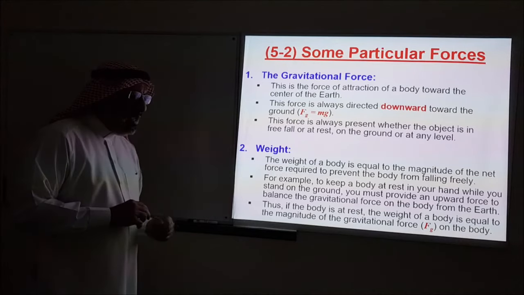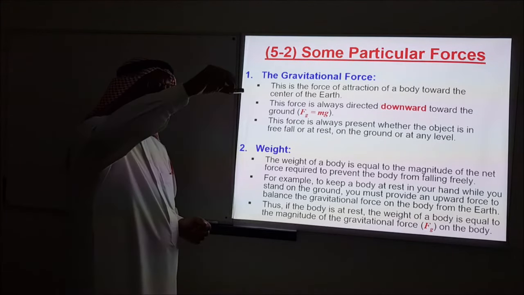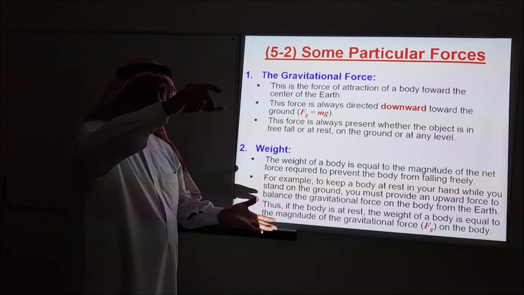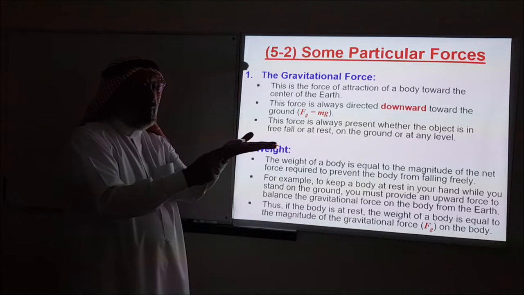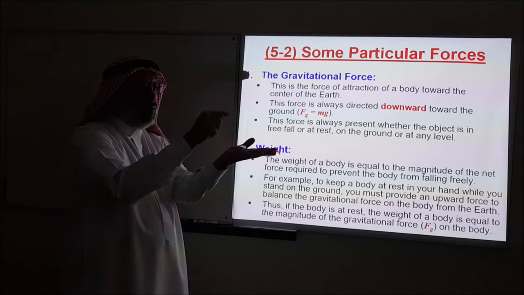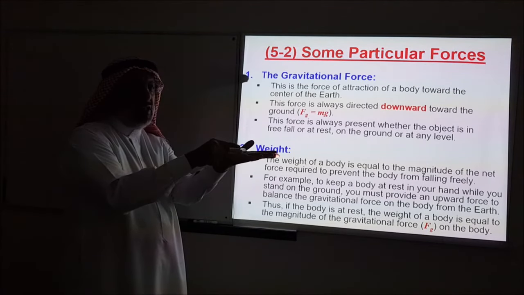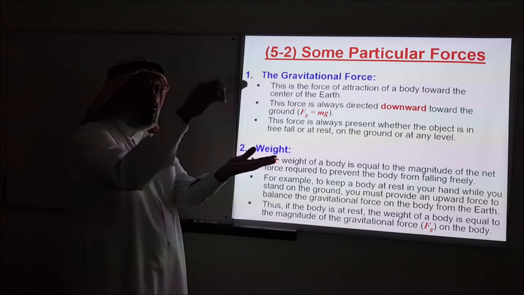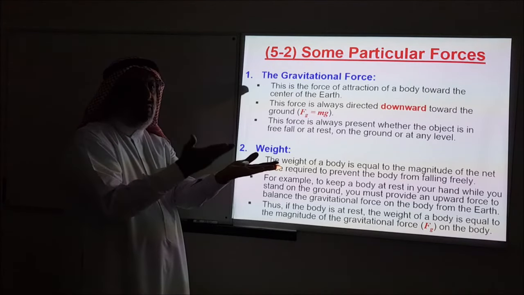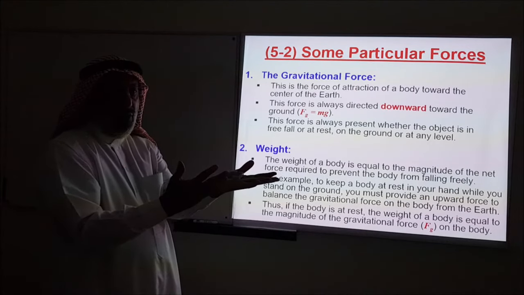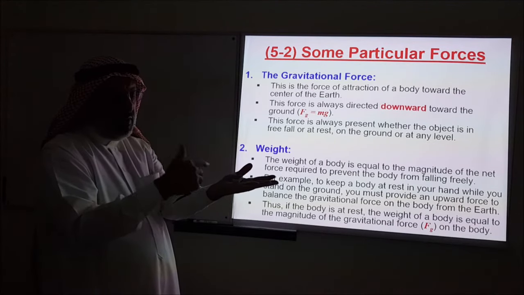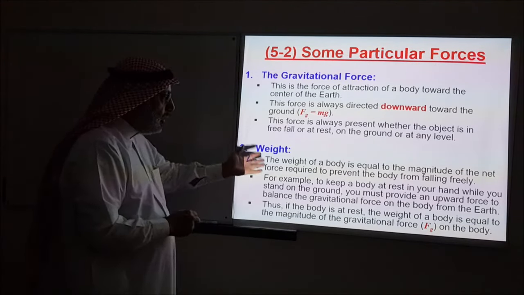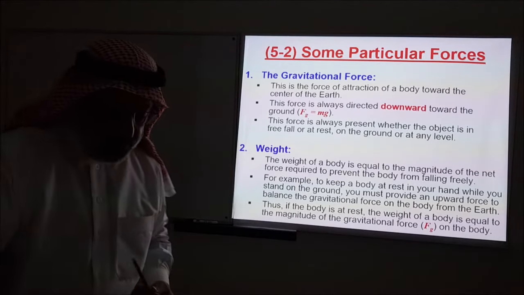What we are saying here is the following. Here is a body. If I release it, we know that it will fall to the ground. So to prevent it from falling, I have to apply a force by my hand. How much is the force by my hand that will prevent the object from falling? It is equal to the gravitational force on the object. The gravitational force, let's say, is 5 newtons. I have to apply 5 newtons by my hand to prevent it from falling. So the force we apply to prevent the fall is what we call the weight of the object.